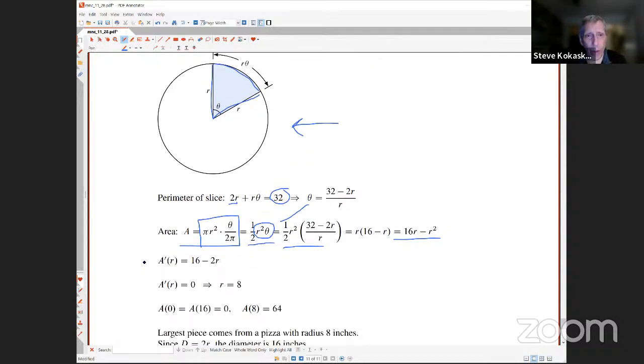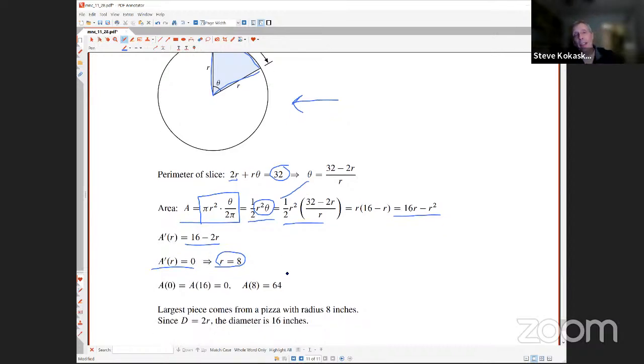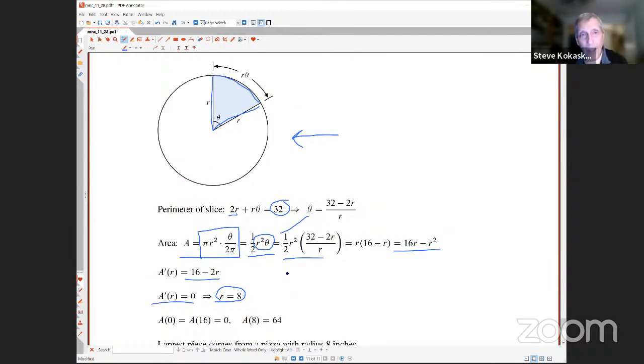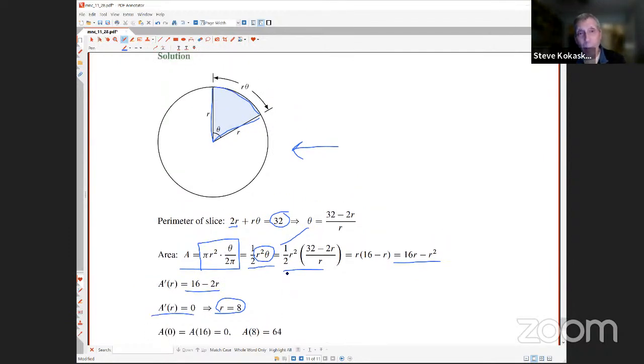So here we go. I take the first derivative, pretty easy, term by term: 16 minus 2R. I set that equal to 0, and R is equal to 8. Now, I really didn't think much about the domain here. Maybe we could go back and think about that. Certainly R has got to be greater than 0. It'd be pretty hard to have an infinitely big pizza.